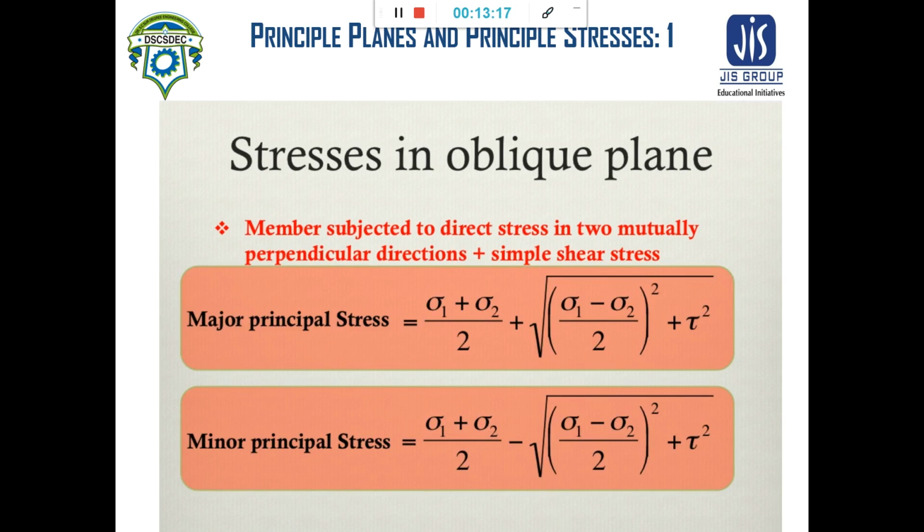So according to that, we can find out that the major principal stress value will be sigma 1 plus sigma 2 by 2 plus root over of sigma 1 minus sigma 2 by 2 whole square plus tau square, and the minor principal stress will be sigma 1 plus sigma 2 by 2 minus root over of sigma 1 minus sigma 2 by 2 whole square plus tau square.